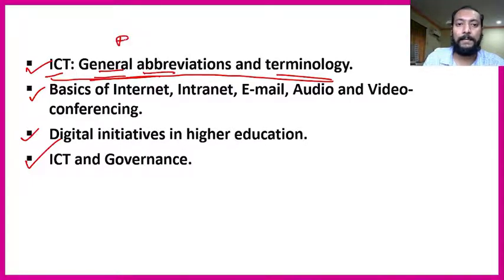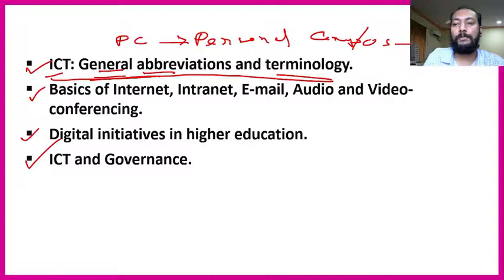For example, if I write PC, PC is a short form. The full form is personal computer, that you should know. Or if you write OS, you should know this is known as the operating system. So these things are the general terminology that you should know. Terminology stands for the full form. Like CPU, its full form is central processing unit. So all these things we need to know for the first point, ICT and its general abbreviations. This is the ideal syllabus given by NTA UGC.